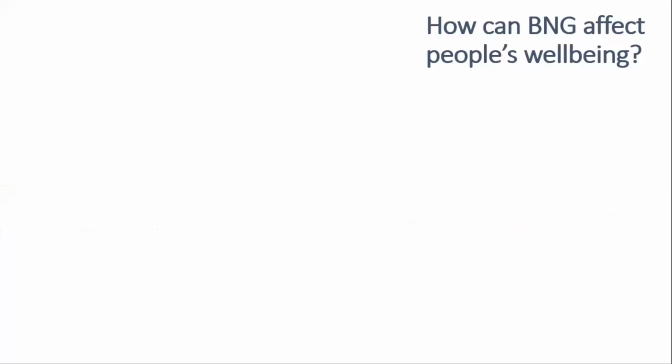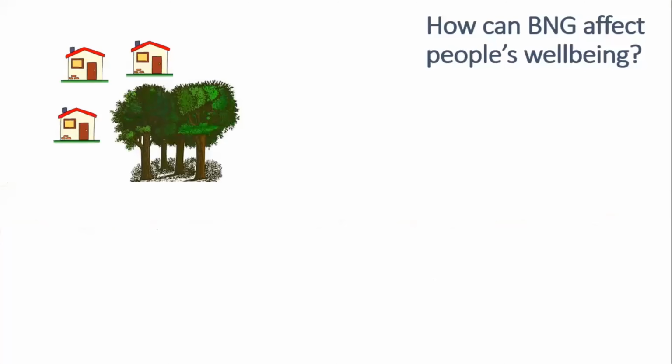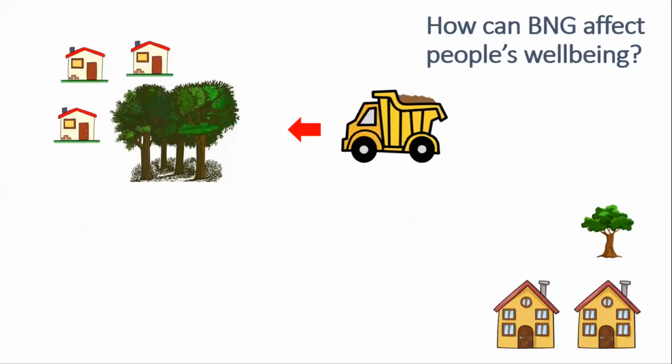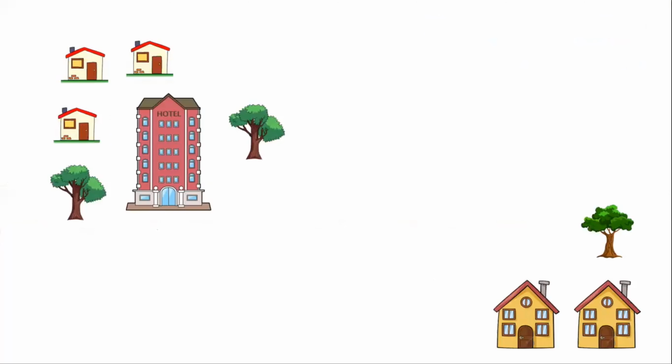So if we think about how net gain can affect people's well-being, let's take as an example a village that lives nearby a local woodland. There's another village further away, a smaller one, and they live next door to a smaller woodland. A developer comes along and gains consent to build a hotel in this area. He achieves some planting around the site, but he can't achieve all of net gain within the site. So he looks for an offset.